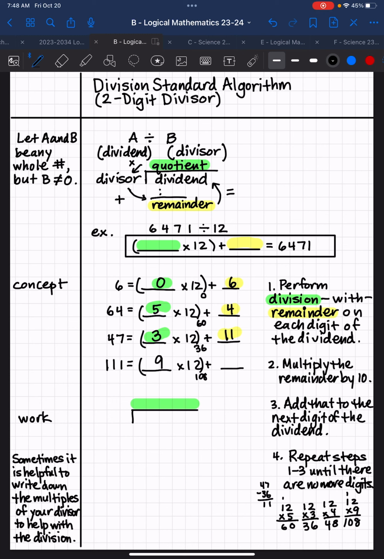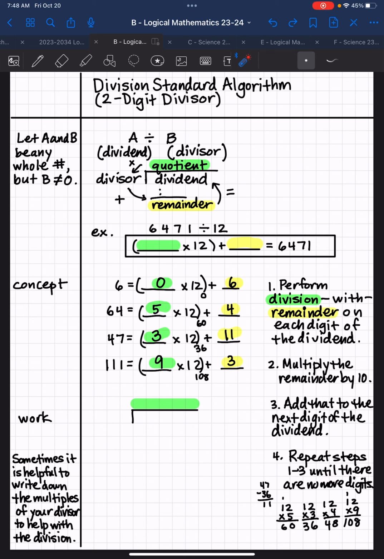And then I'm going to ask 108 plus what number equals 111, or 111 minus 108, and that is 3. So again, my remainder is less than 12, what I'm dividing by, and now I am done. It says repeat these steps until there are no more digits. So there are no more digits here.